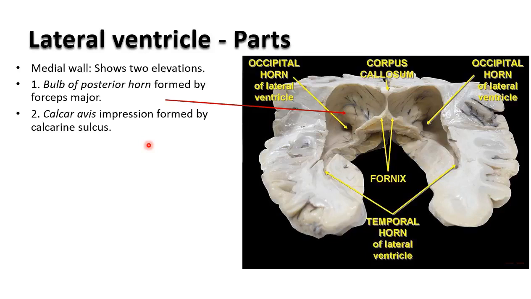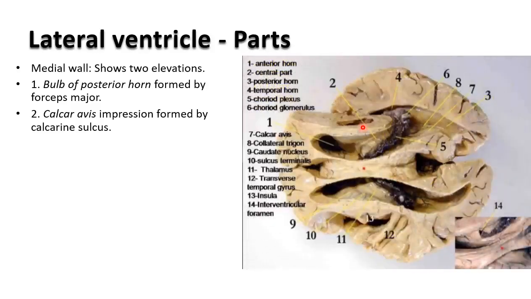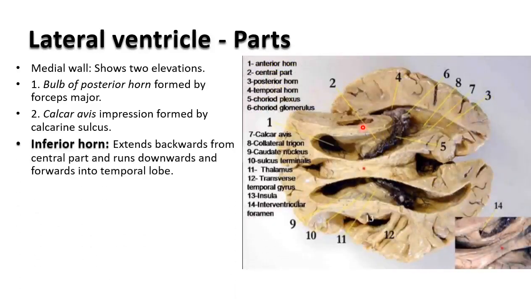So this calcarine sulcus is a deep, limiting sulcus, which produces an impression on the medial wall of the posterior horn, and that is called the calcar avis. It is the impression which is pushing the white matter. The calcarine sulcus is pushing the white matter deeply, forming a bulge on the posterior horn of the lateral ventricle. Okay, so two things on the medial wall of the posterior horn: one is the bulb of the posterior horn, and the other is the calcar avis.